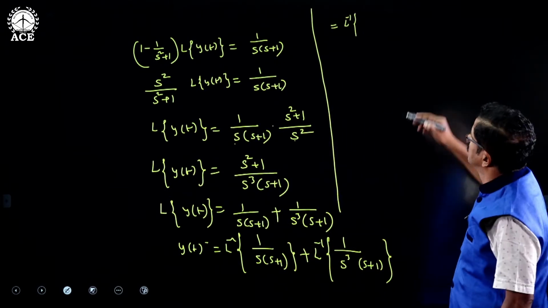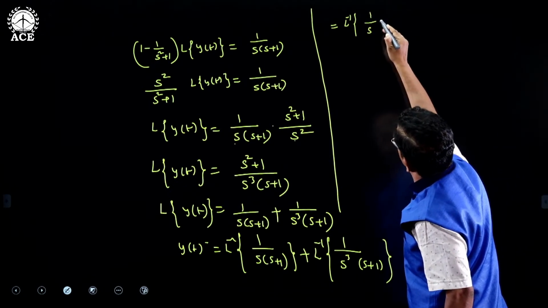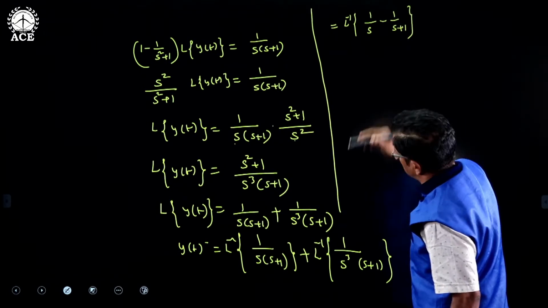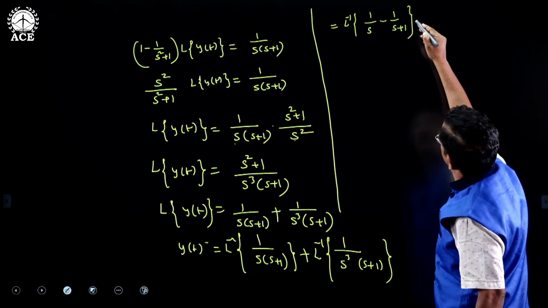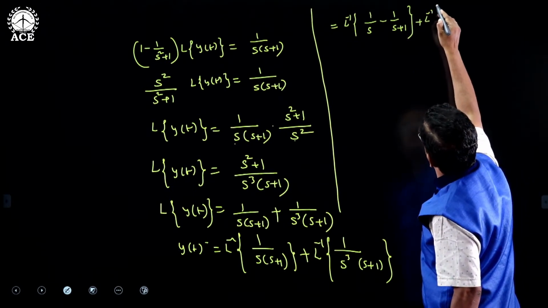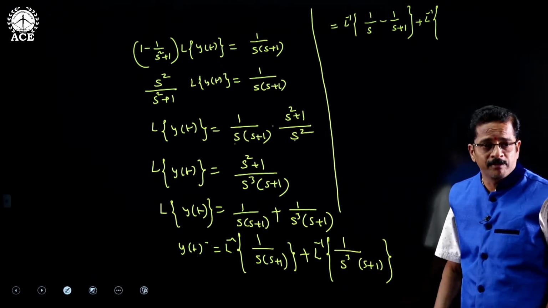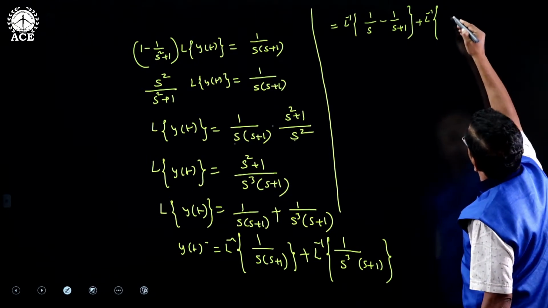How I am writing it: 1 by s minus 1 by s plus 1, I can write. 1 by s into s plus 1 we can write like this, plus L inverse of 1 by s cube into s plus 1, which needs some calculation. That is a by s.